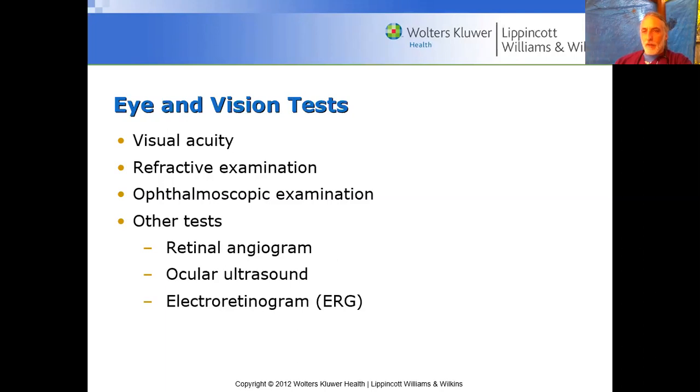Other tests that we may see done, retinal angiogram. Now, we've discussed before that a surgery is a surgery is a surgery. And again, an angio is an angio is an angio. We are looking at the vasculature. Okay. And many of the risks are the same, as you recall, and we will touch on this again a little bit later in this lecture. So remember that a surgery is a surgery is a surgery.